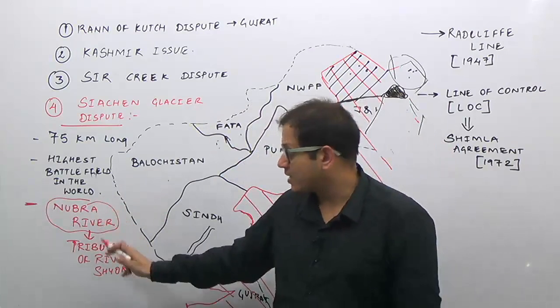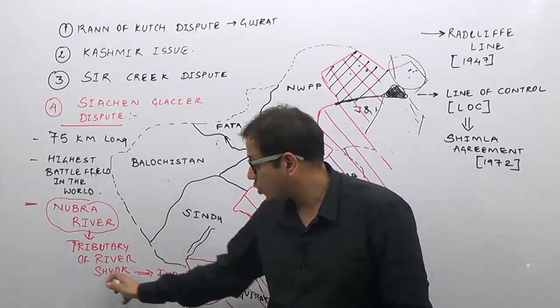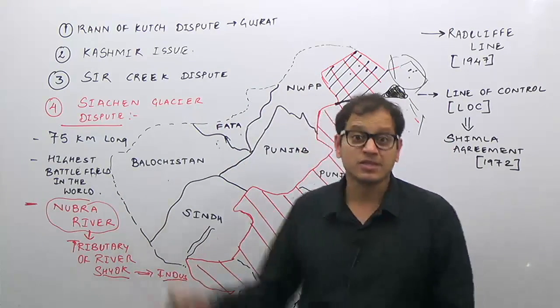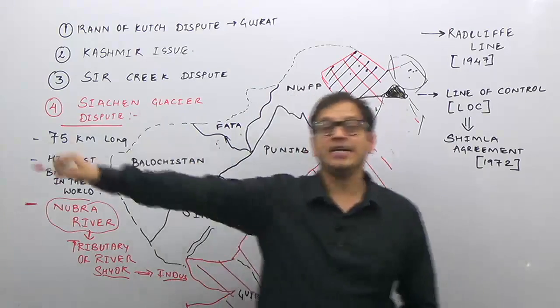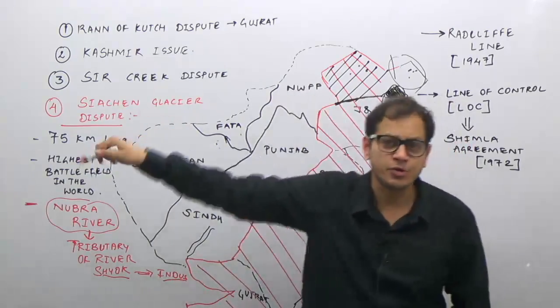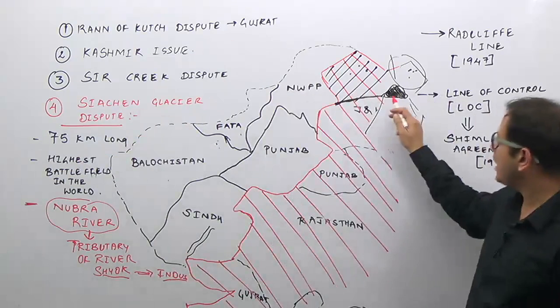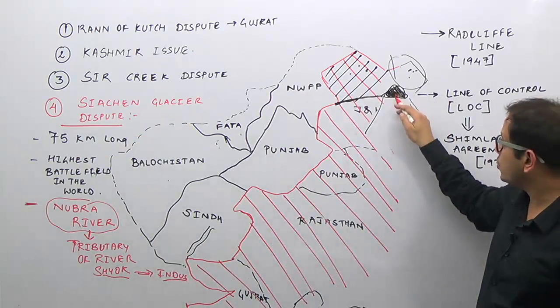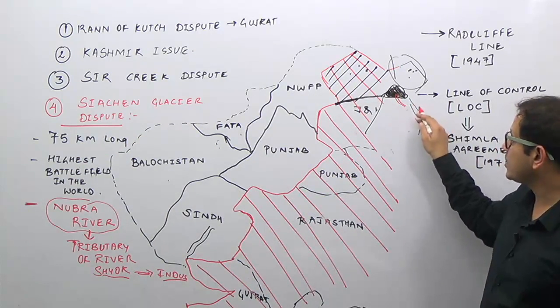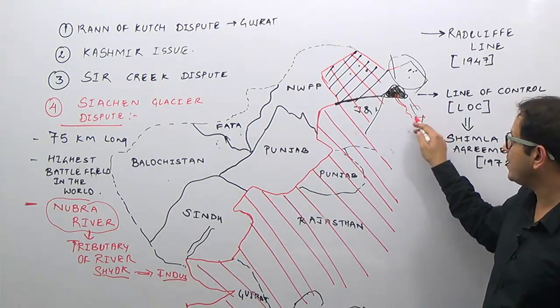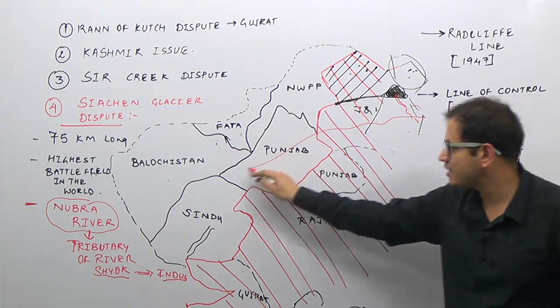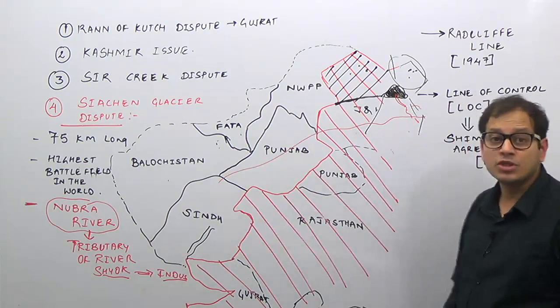Nubra is a tributary of river Shyok. Shyok is further a tributary of river Indus. So the Nubra is, in the end, a secondary tributary of river Indus. Nubra, which is a tributary of river Shyok, emerges from the Siachen glacier. Shyok then meets the Indus river, and then the Indus river goes into Pakistan through Jammu and Kashmir.